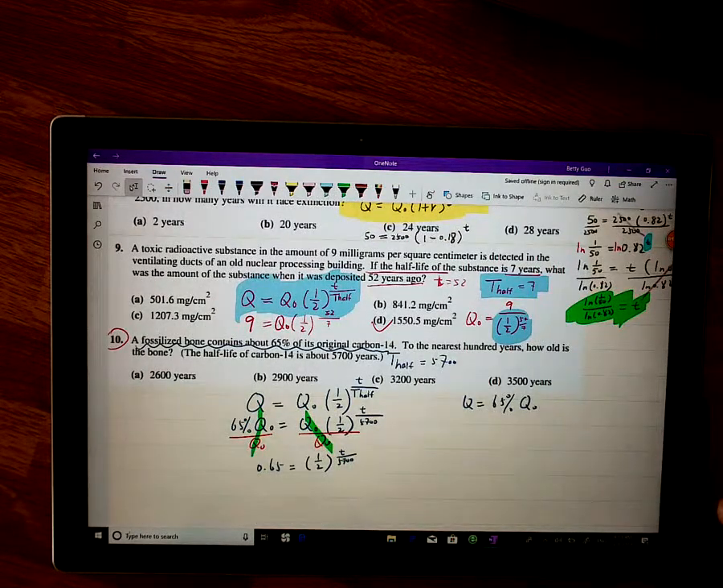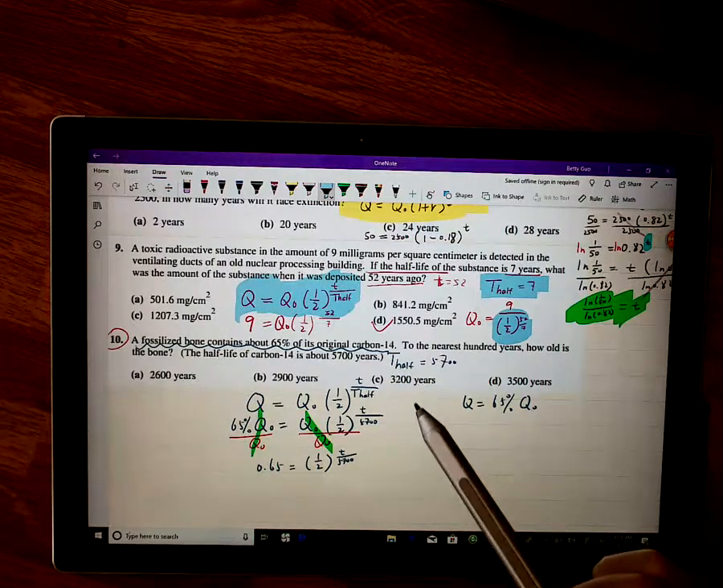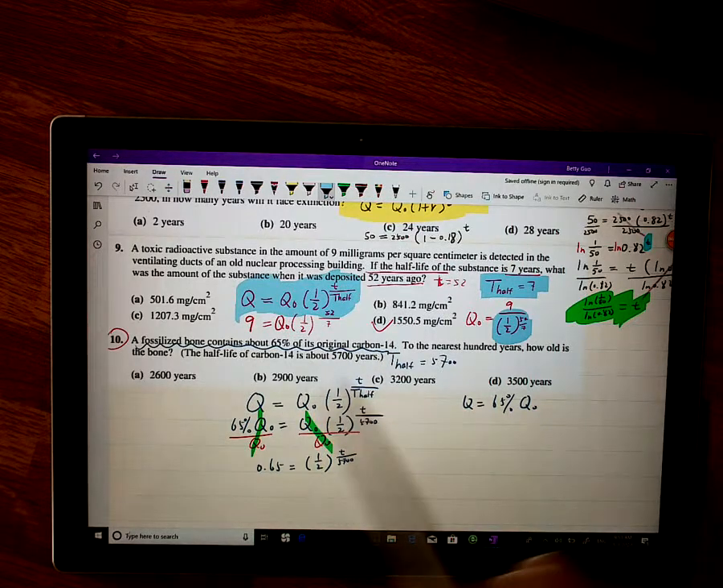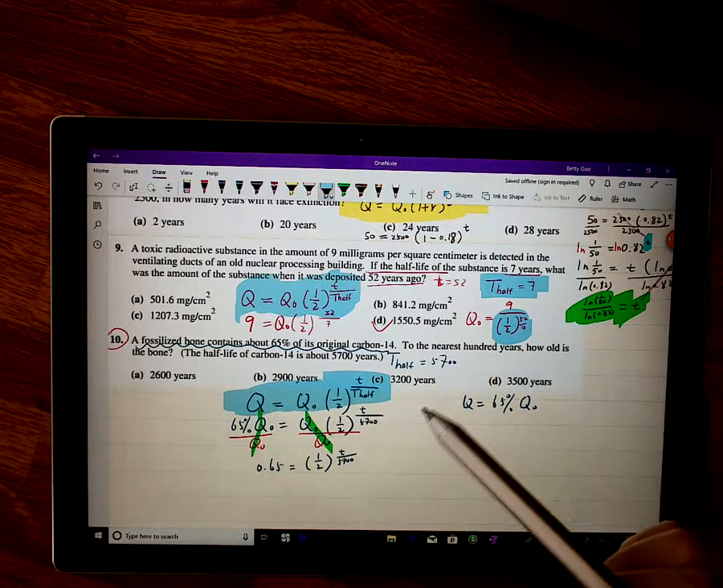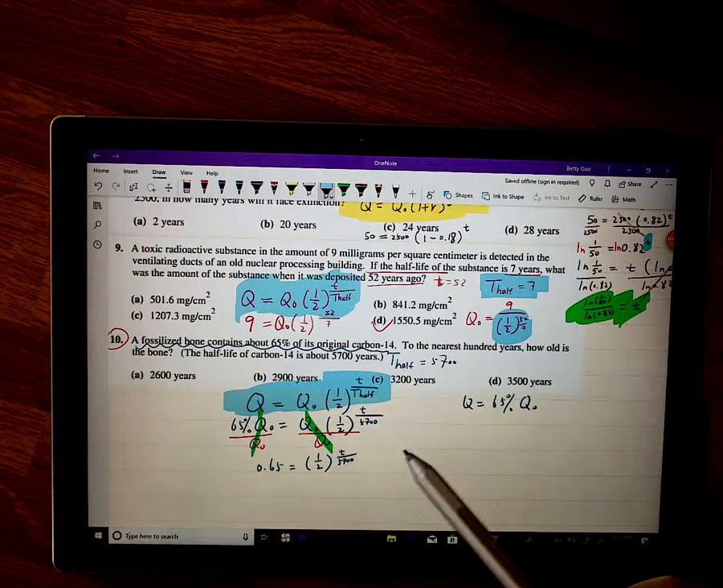Number 10. A fossilized bone contains about 65% of its original carbon-14 to the nearest 100 years. How old is the bone? The half-life of carbon-14 is about 5,700 years. So we need to choose the correct formula for this problem, right? This is a halving problem again. So we're going to use the formula for halving. The third formula in the beginning of the note. Also the formula that we have used in number 9.